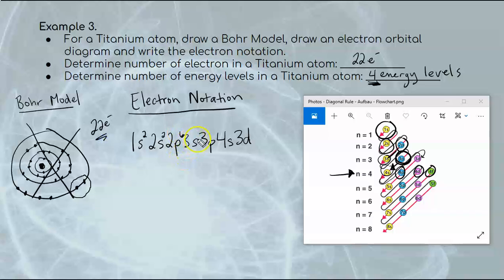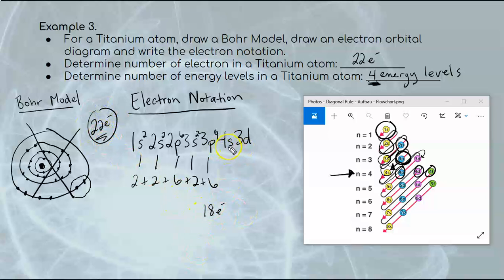And then I have 3s, can fit up to 2. 3p can fit up to 6. 4s, well, let's see where I'm at. So I have 2 plus 2. So I'm getting these numbers from the superscripts. Plus 6, plus 2, plus 6. How many do I have here? 2 is 4, 10, 12. I have 18 so far. So I've used up 18 electrons. I have 22 in total, so I have 4 more that I need to place.